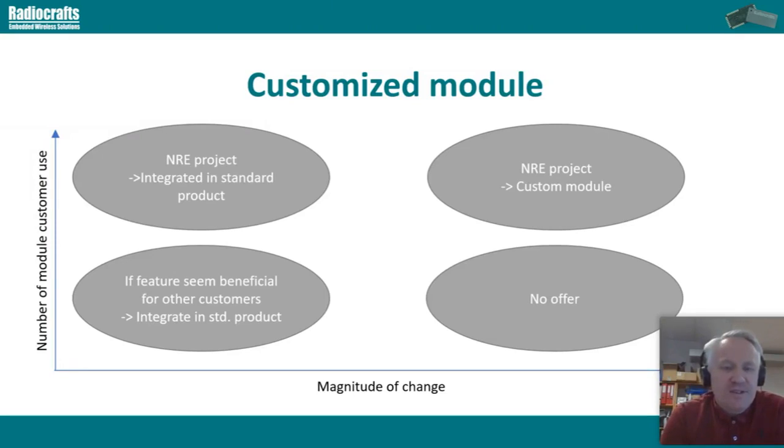So based on those two axes, we often end up in four different areas here. If it's a large change and a small customer, we probably won't offer anything. We have different design partners that we work with, which know our modules pretty well and probably could help, but still it might be a no offer from our side. If it's a big project, the upper right, a big customer and a huge change, then obviously we have to design an NRE project and end up with a customer-specific module.